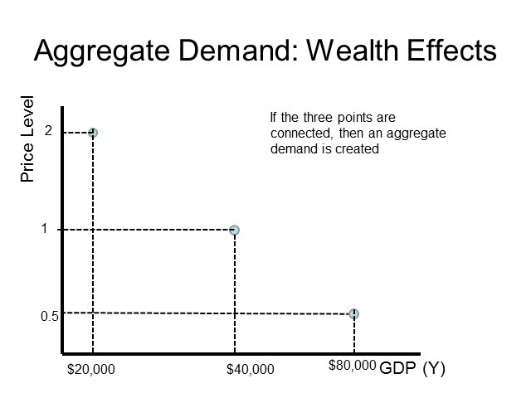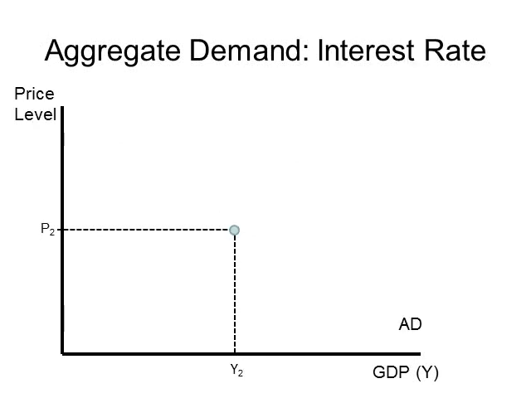If all 3 points are connected, then we have an aggregate demand curve. Once again, it is important to notice that when the price level increases, the GDP that individuals are able to consume declines, and when the price level declines, the GDP that individuals can consume goes up.